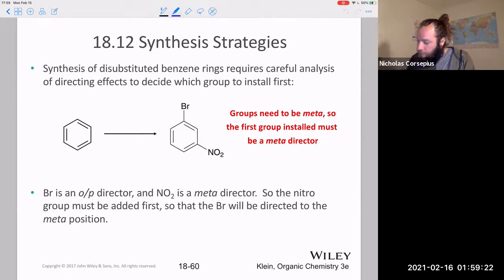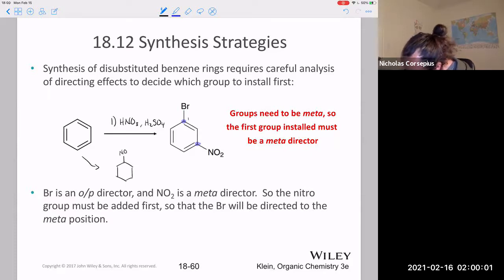Let's say that I wanted to go from benzene to this 1-bromo 3-nitrobenzene here. These two are in the meta position of one another. That means that whatever substituent I put on there first has to be meta-directing, right? And again, what I'm trying to emphasize here is that the order in which we carry out these two reactions is going to be really important. So in this particular case, I would first have to do the nitration reaction. That would give me my nitrobenzene, because the nitro group is a meta-director.